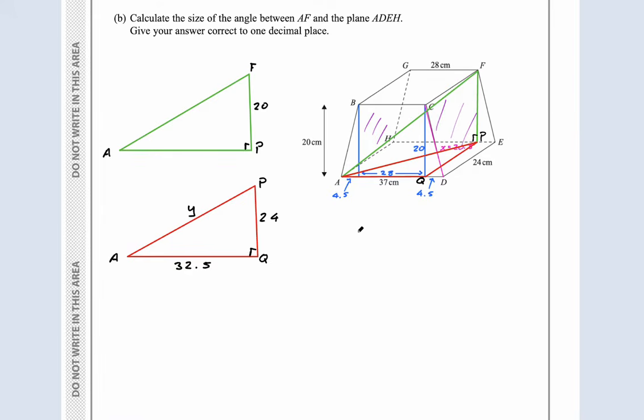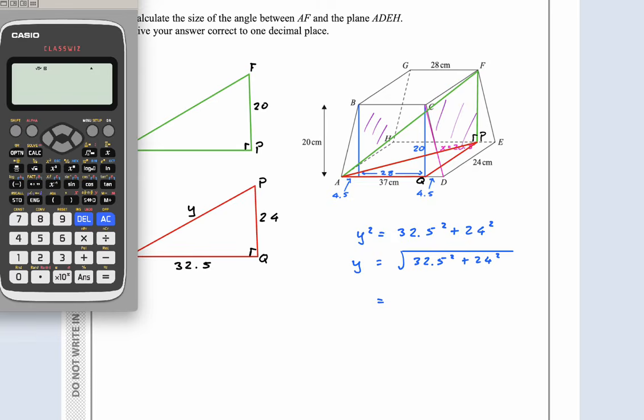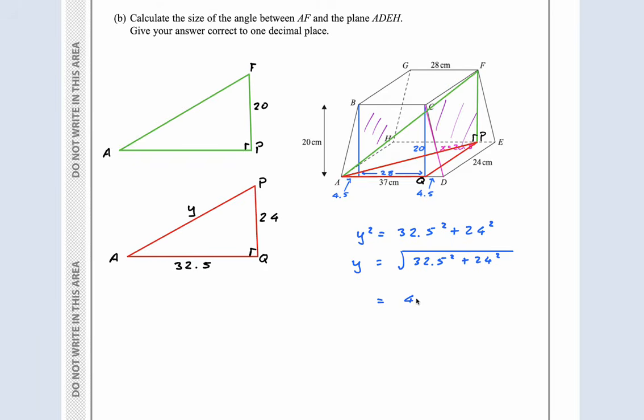I can find that using Pythagoras' theorem. So Y squared is 32.5 squared plus 24 squared. Y is the square root of that. Put that into your calculator. Square root of 32.5 squared plus 24 squared, 40.401. So let's just leave it as 40.401. This is Y, but this is AP.